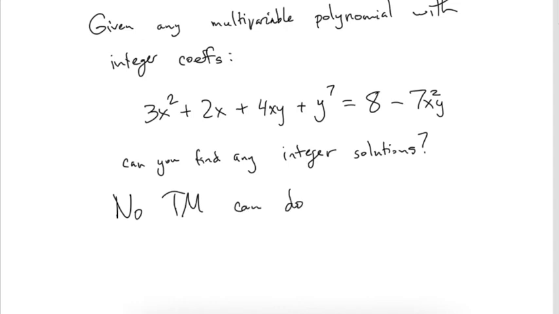I don't mean this particular example. I just made that up at random. Maybe there's some kind of trick which would work in that particular example, but I mean, there is no algorithm which in general can take a polynomial like this and tell you if it has integer solutions or not.